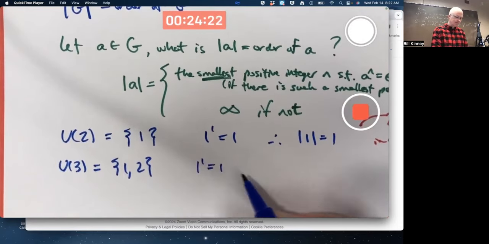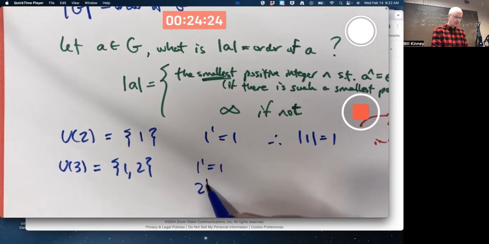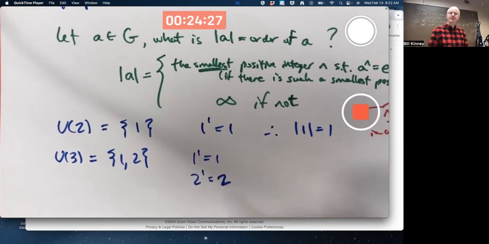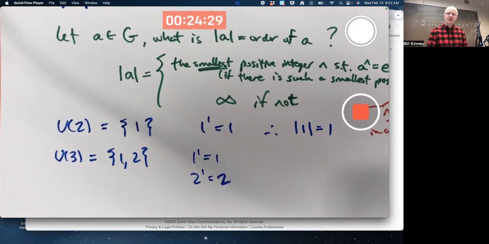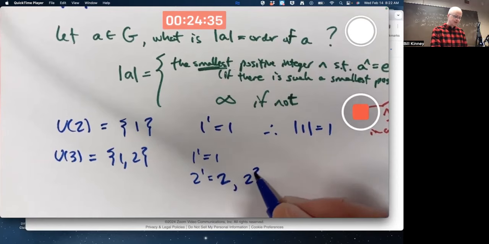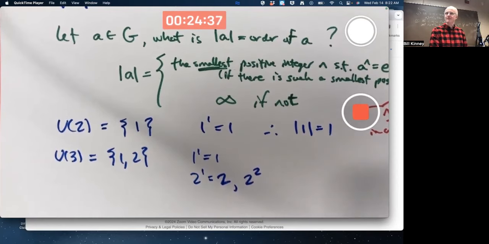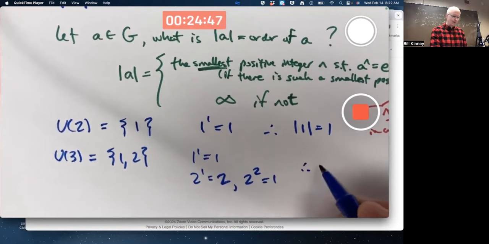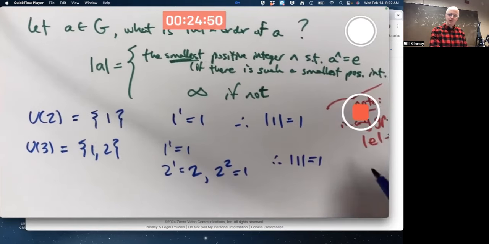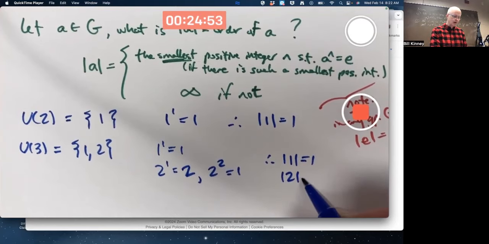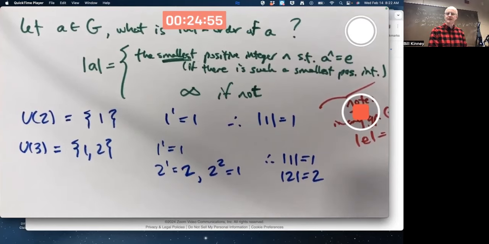The order of 1 is 1. What's the order of 2? Not 1. 2 to the first is 2. Is it 2? What's 2 squared? 4, but wait a minute. We got to mod by 3. 4 mod 3 is 1. The identity. Therefore, the order of 2 is 2. No crazy looking equations so far.